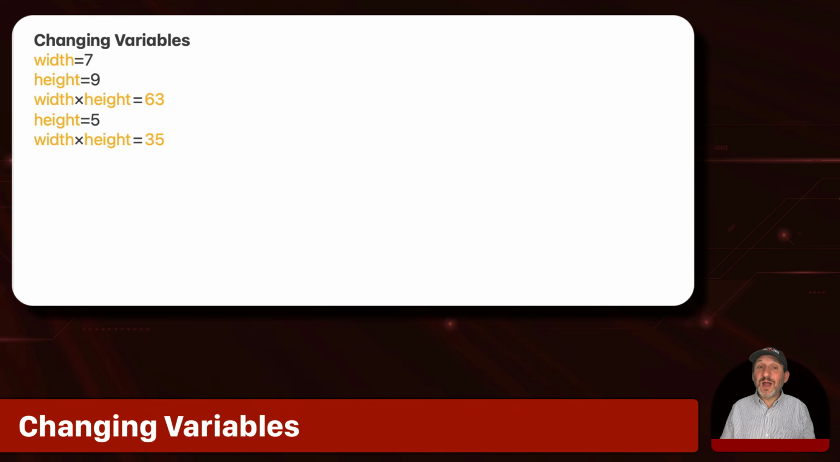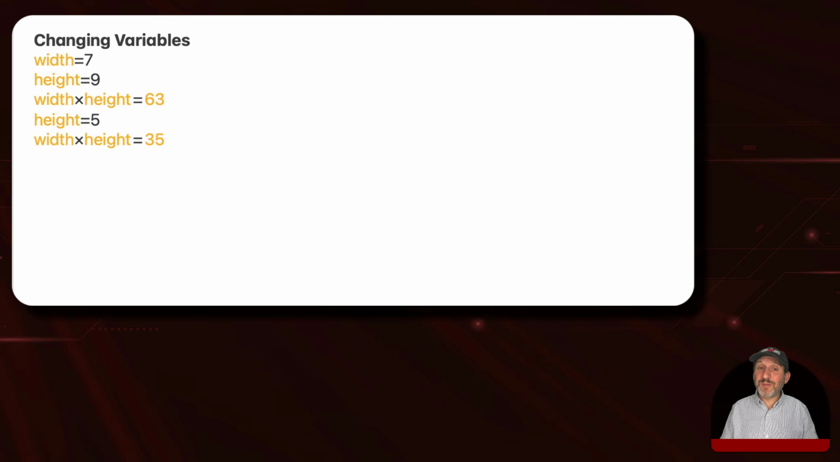Now you can have variables and change them line by line. So for instance here, I start with width and height equal to something. I do a calculation, and then the next line I change the value of height and I do the same calculation again. So notice on the third line, it calculates 7 times 9. Then I change height to 5, and then on the next line, it's 7 times 5.